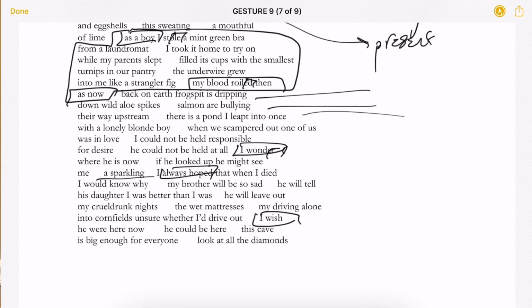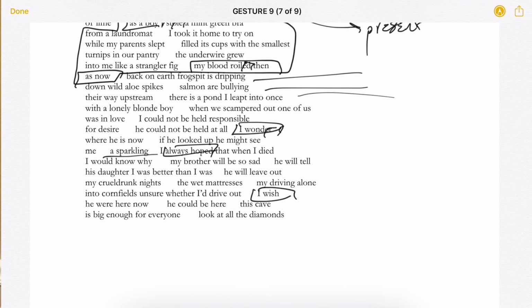Yes, I could not be held responsible for desire. He could not be held at all. It's narrative lyric or narrative rhetoric, but there's not a lot there. The point is, we have these different gestures. We have different modes of temporality, but the primary thrust of this poem, the primary means of cohesion, is this emotional or evocative impulse to communicate an experience, a present moment experience.